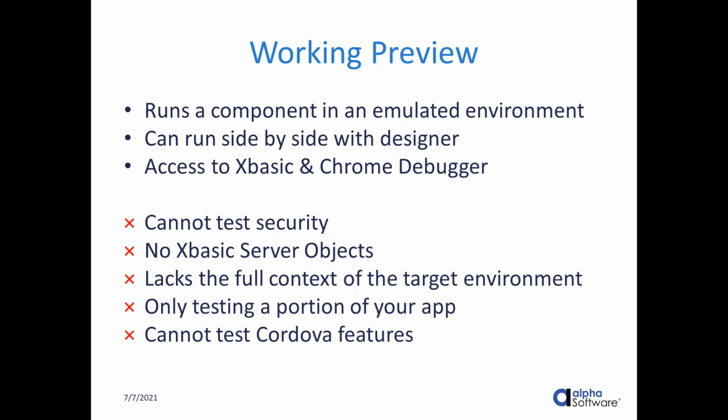And also, Working Preview is not a browser. It's not your mobile device, so it doesn't have the full context of your target environment. Because of that, you can't test Cordova features. And Working Preview is just looking at a singular component. It's not your whole app if your app is going to be multiple components. It's just a portion of your app.